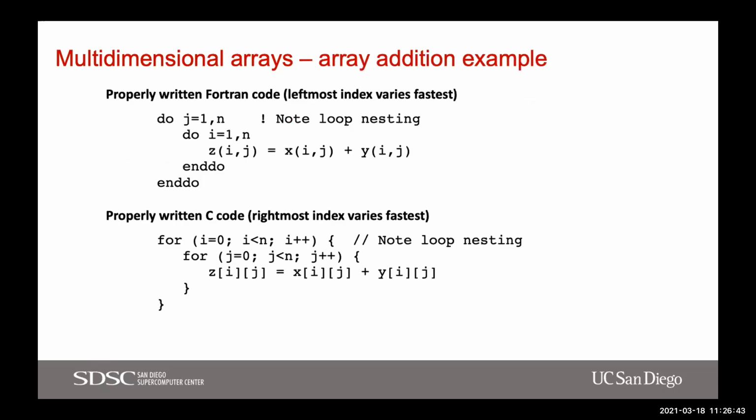So what this means is that when I'm working with multidimensional arrays, if I want to make good use of cache, if I want to access elements in the same order that they're stored in memory, I want to make sure my loop nesting is correct. So this is an example of adding two 2D arrays. In Fortran, I have do j, do i, and then z(i,j) equals x(i,j) plus y(i,j). So this is the correct nesting for Fortran. And then below that, I have the correct nesting for C code. Notice that the loop over i is on the outside.